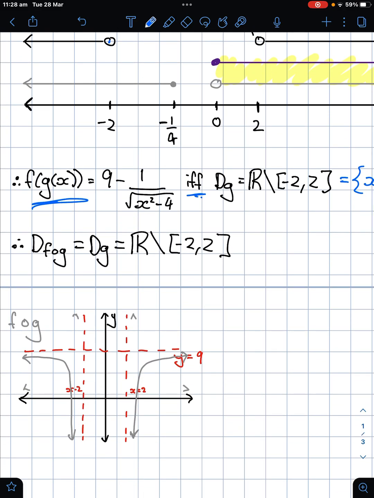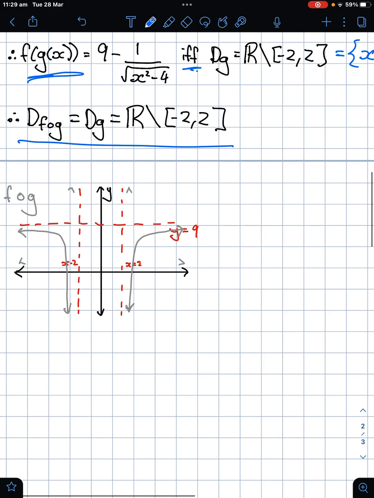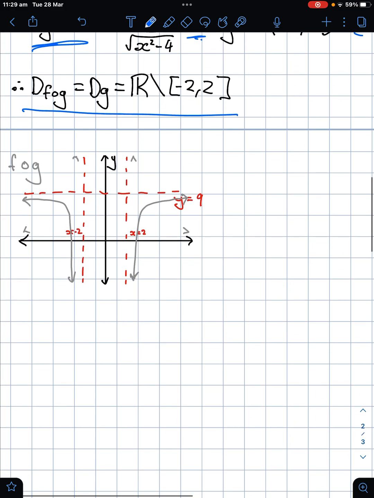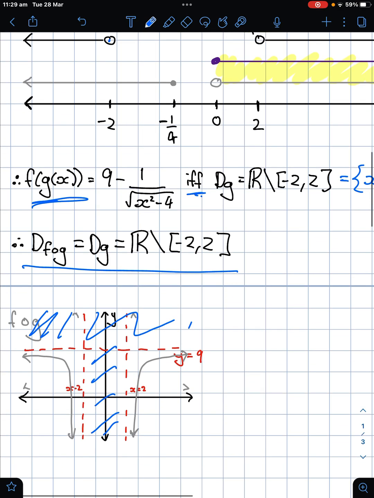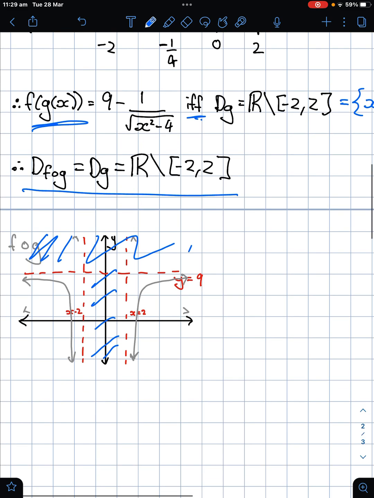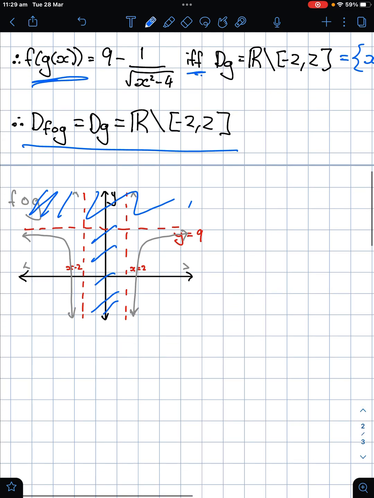So this is just, therefore, the domains are the same. Once we restrict that domain of g, this would be our graph of our function here. You notice it doesn't exist here. It can't be bigger than 9 because our function is going to be 9 take this thing here. So it can't get bigger because as x gets bigger, it's going to just restrict it more.